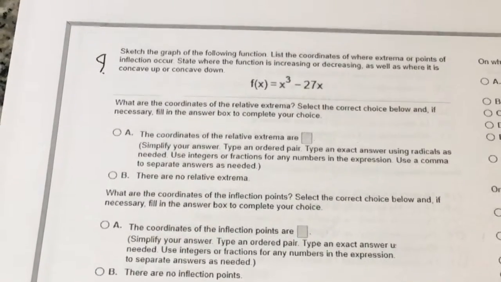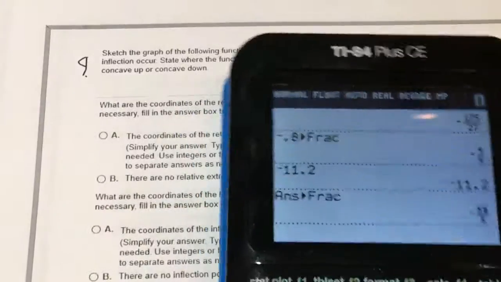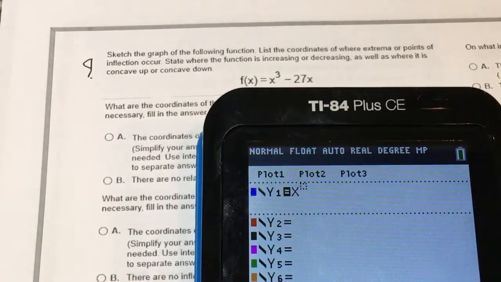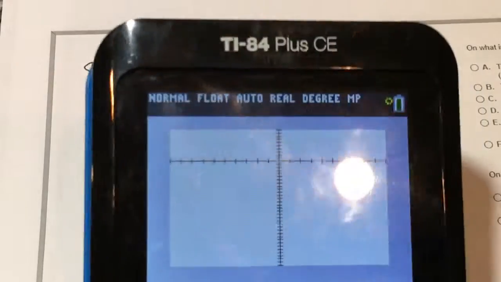Sketch and graph the following equation. So I'm going to write the y equals. I'm going to clear that out. I'm going to type in x cubed minus 27x, and I'm going to graph it and see if I get all the information I need.